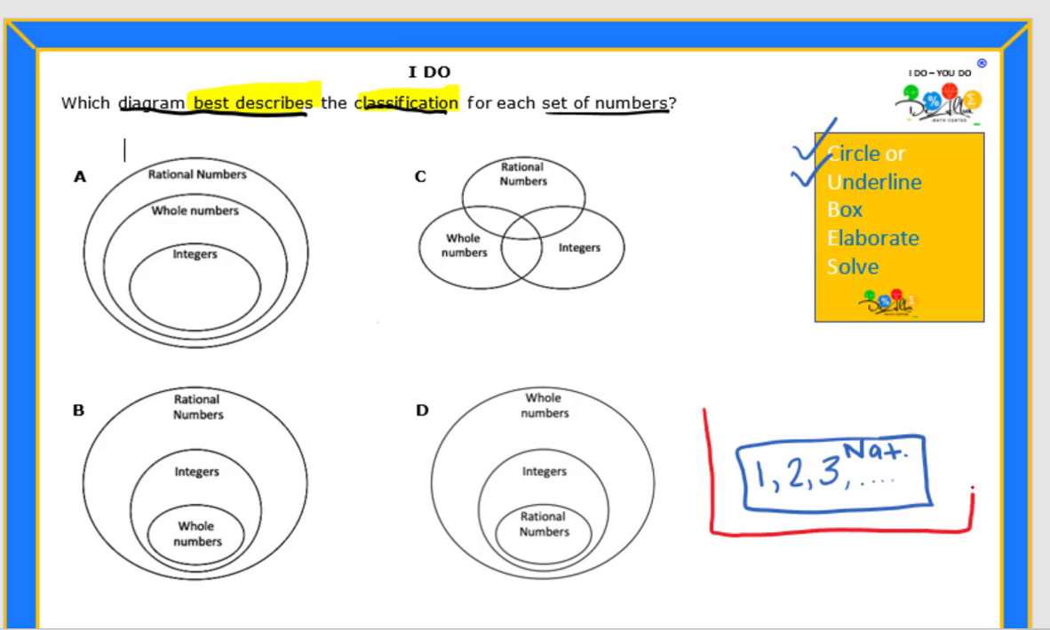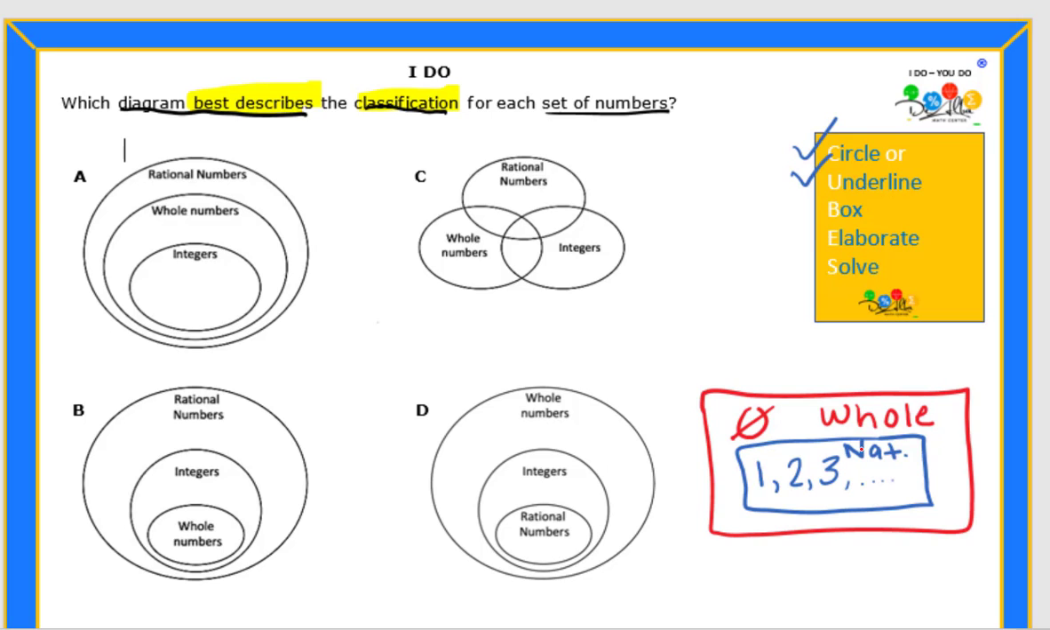There is a bigger set that includes the number 0. This is called the whole numbers. The whole numbers include all of these numbers in here: 1, 2, 3, 4, 5, 6, 7, 8, 9, 10, 11, 12, all of those, and the number 0. That is why the natural number box or circle is always inside the whole numbers, because all of those numbers are included inside and are also whole numbers.